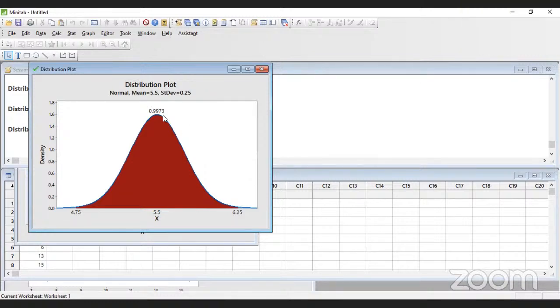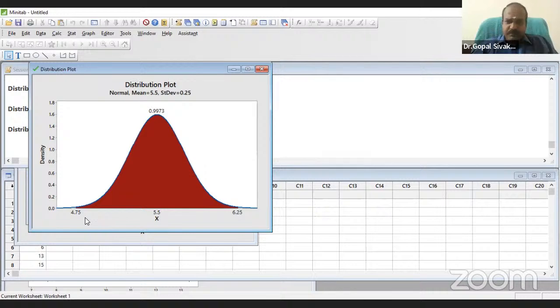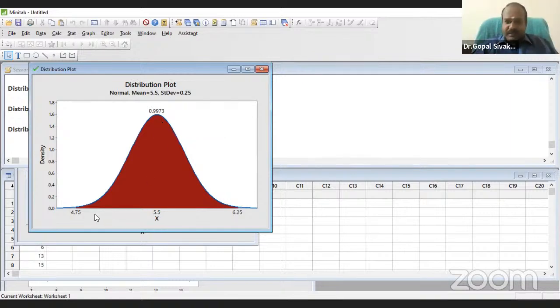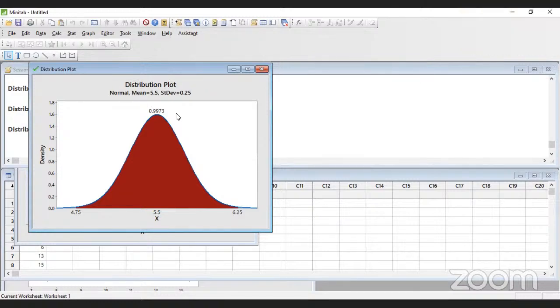Now, if you know the X value, probability will come. If you know the probability, X values will come. Do you understand? If we have given the X values, Minitab has given me the probability; the reverse is also possible. If you give the probability, Minitab will give the X values. So I will explain that.